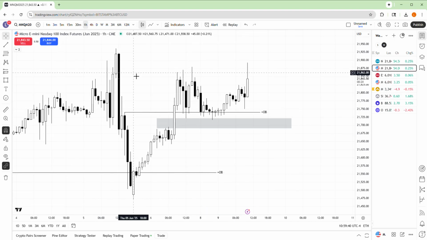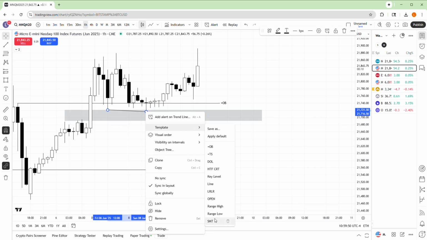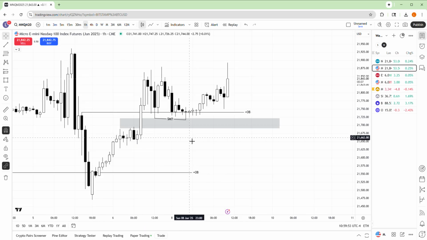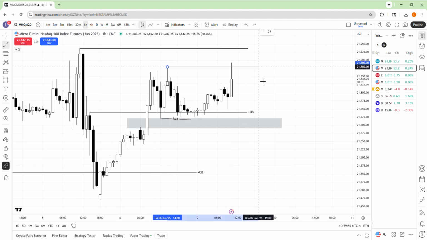Dropping time frames to the hourly. Look at that, higher time frame imbalance is a lower time frame liquidity pool. And we have something cool here. We got SMT. So this is just adding the confluence to our bullish bias, which is pretty sweet. This is the ultimate dole. And then this is the morning dole.